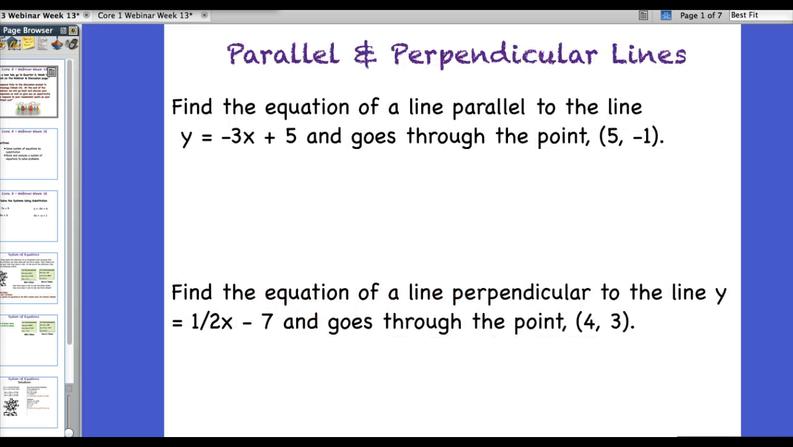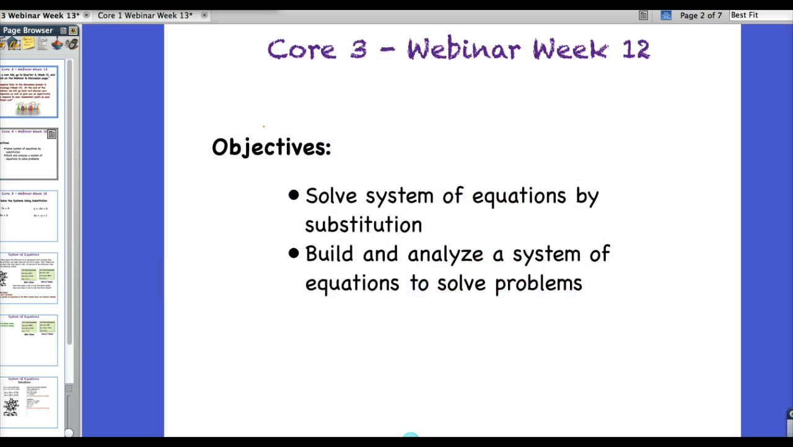All right, you guys. So today what we're going to do is solve systems of equations by substitution. I want to go over that because there are some people that have struggled a little bit with the Khan Academy. Some of you guys have done great and just moved right through it, but it can be a little bit confusing. And then we're going to build and analyze the systems of equations to solve a problem. So as you can tell, we're kind of big on systems of equations right now.